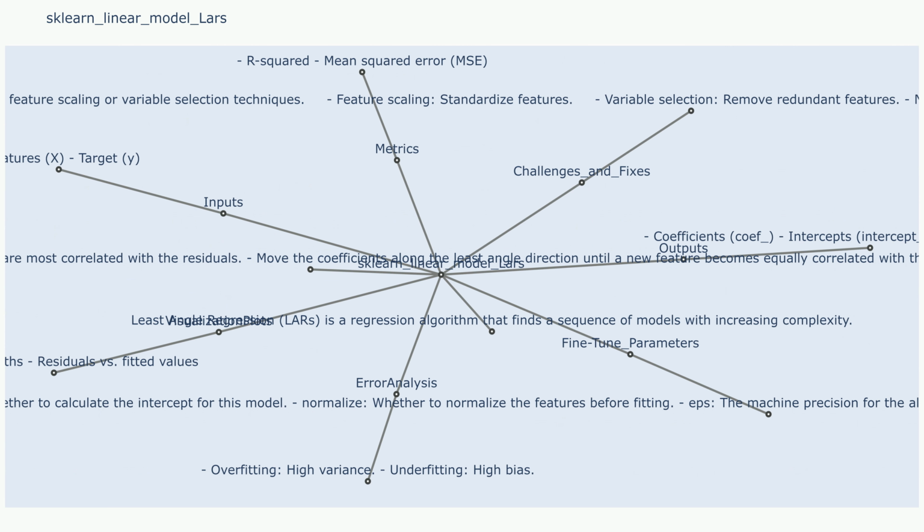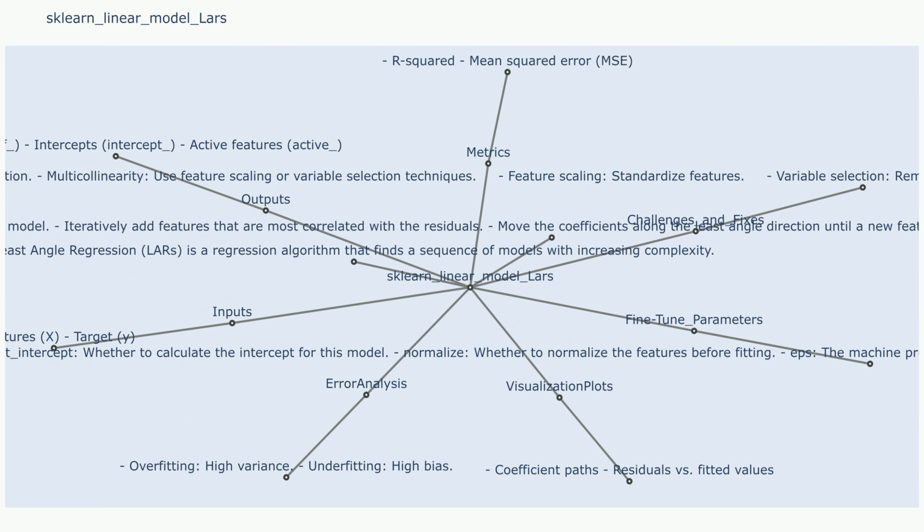Outputs. coef. This is a 1D array of shape n_features that contains the estimated coefficients for each feature in the model. Intercept. This is a scalar value representing the estimated intercept of the model.